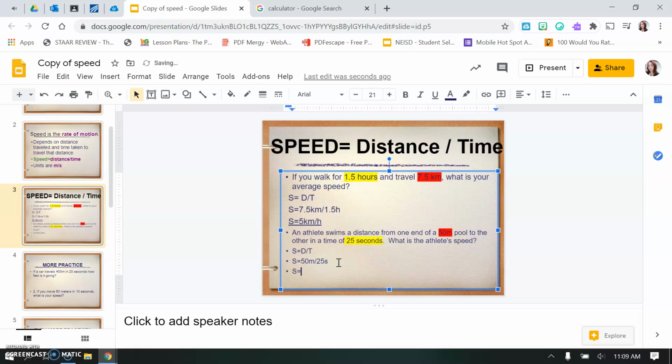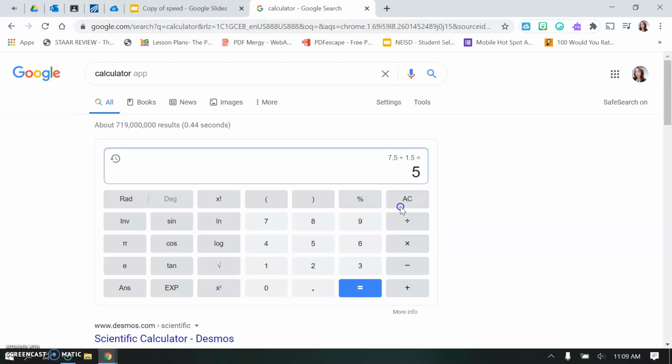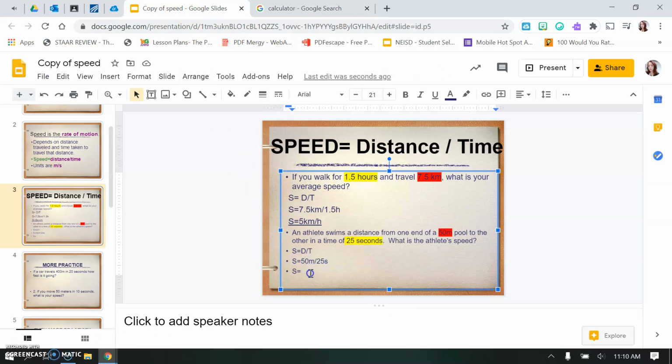So what is our speed? You're going to have to go now to the calculator and take your distance, 50 meters, and divide it by your time, 25 seconds. So it was 50 meters divided by 25. Make sure you clear your calculator. 50 divided by 25 equals 2. We're not just going to put 2. We need to put the units. 2 meters per second. That's our answer, and then you can underline it.